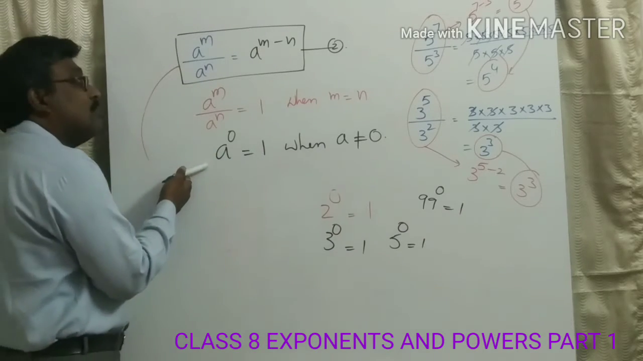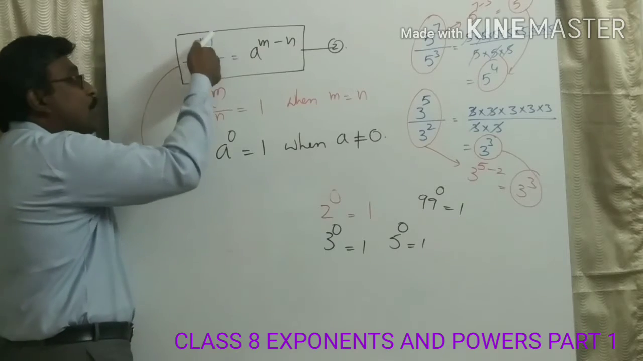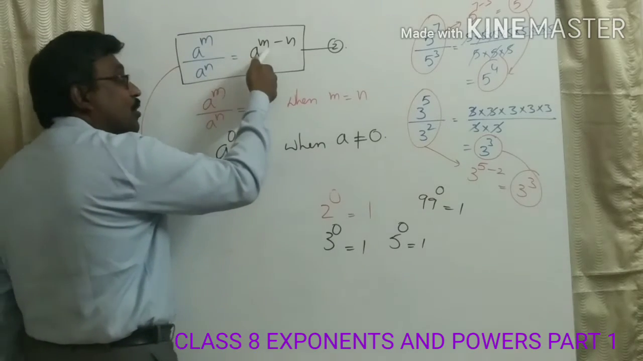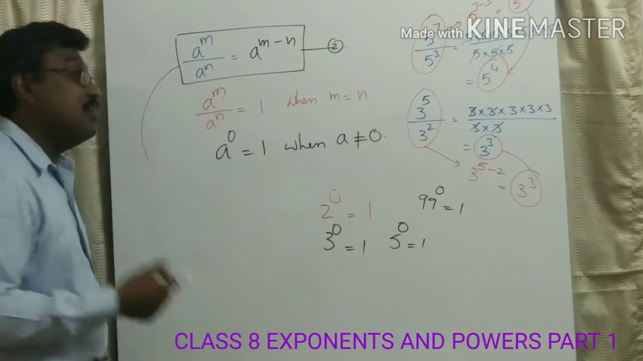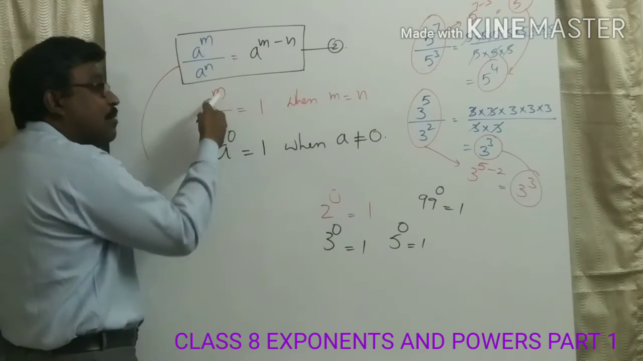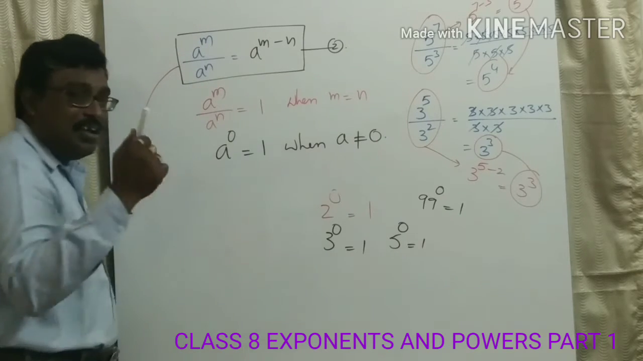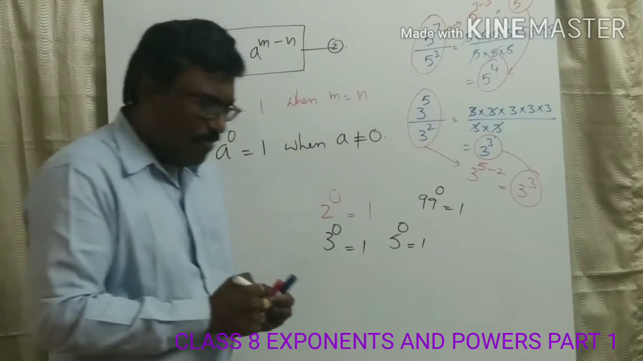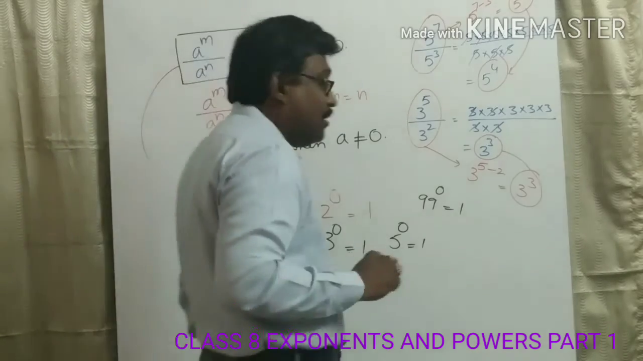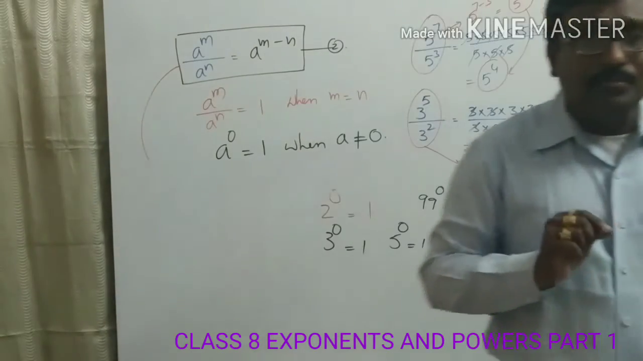We derived this formula. From this formula, a power m by a power n is equal to a power m minus n. If both numerator and denominator are same, then they are equal. Okay? Now, one example also we will do here.